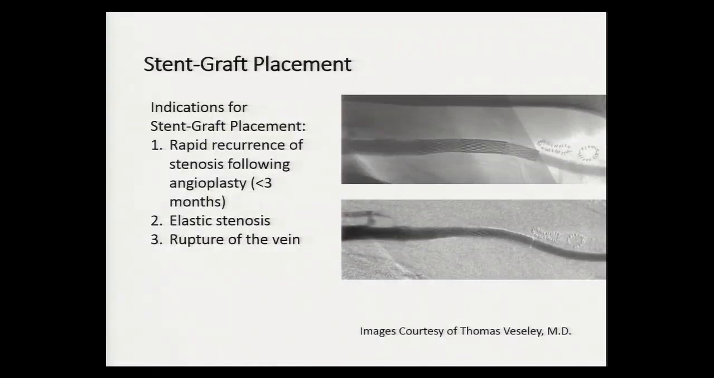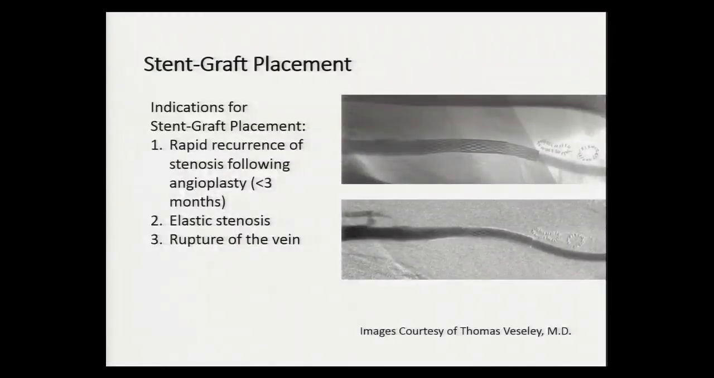Sometimes these stenoses are sort of resistant, so the indication for angioplasty is 50% stenosis in the context of arteriovenous access. The indications for stent graft placement: stent grafts come in different brands and designs. We use a nitinol stent with PTFE lining. The indications would be rapid recurrence of a lesion, if they have to come back in less than 3 months. If it's elastic stenosis, so if you can inflate the balloon, but once you let it down, the stenosis comes back immediately. Or sometimes we see rupture of the vein after angioplasty with extravasation of contrast, so you can cover that area with a stent graft.